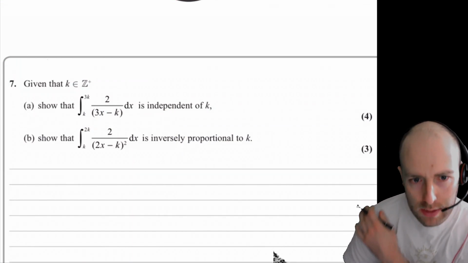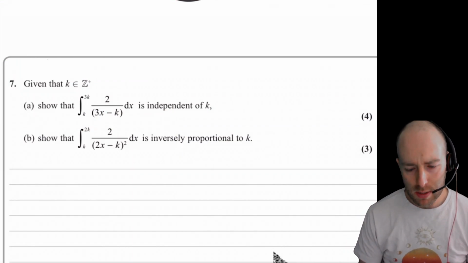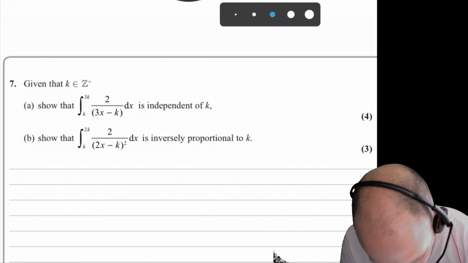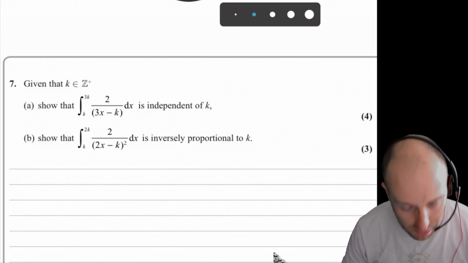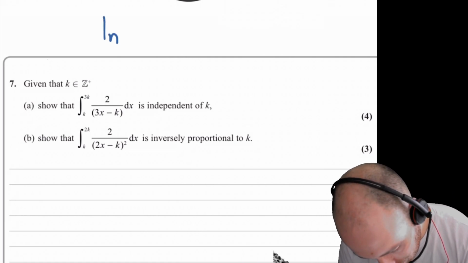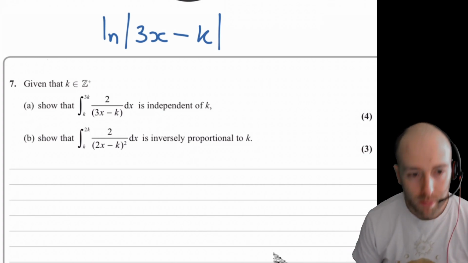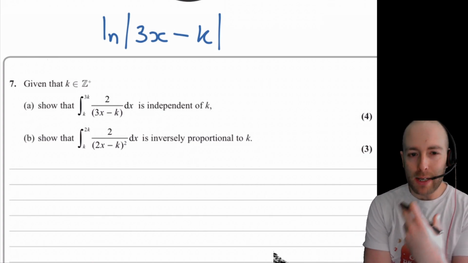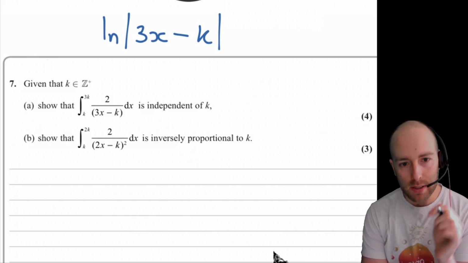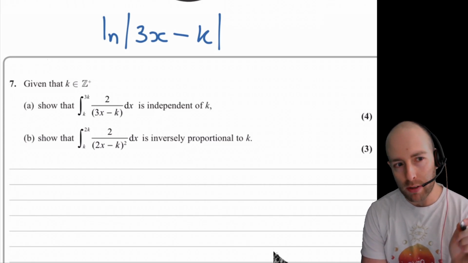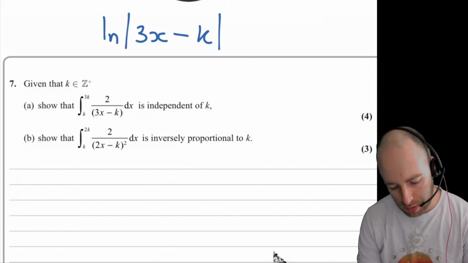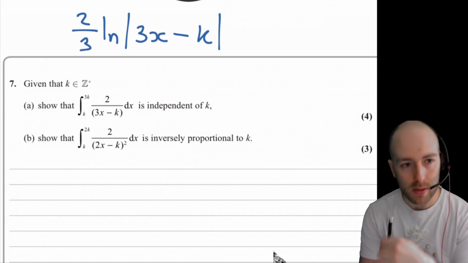Okay, so we need to do these integrals and worry about what it says independent, inversely proportional afterwards. So first integral is 2 over 3x minus k, so that's going to turn into a ln 3x minus k. We just need to now check what needs to happen to this. So if we differentiated this, we get 3 out the front. We don't want 3 out the front, we want 2 out the front, so we need to times it by 2 and divide it by 3. So that's our answer.